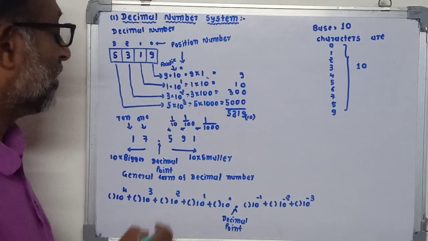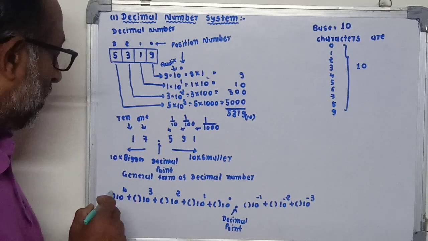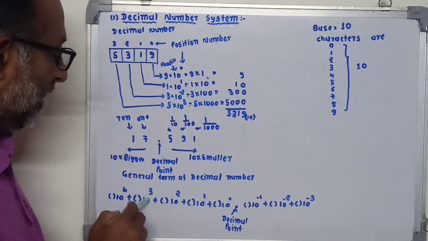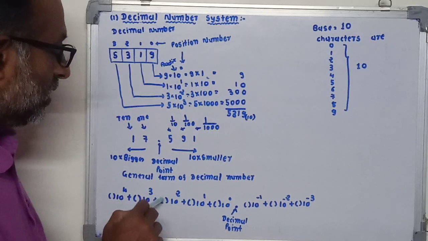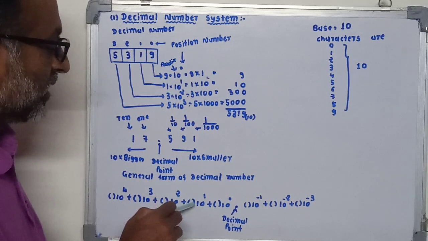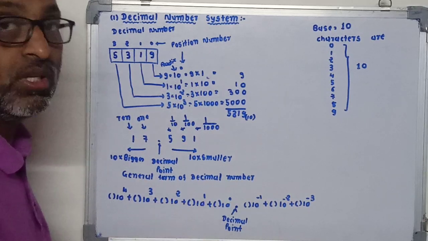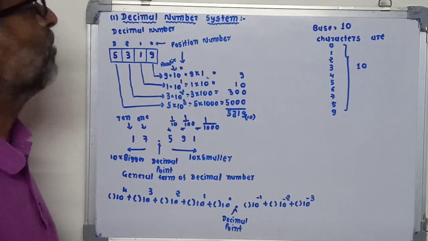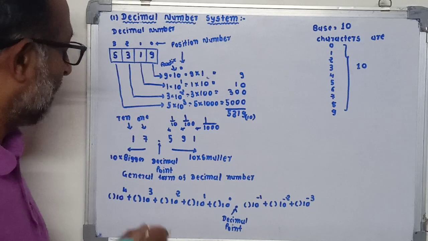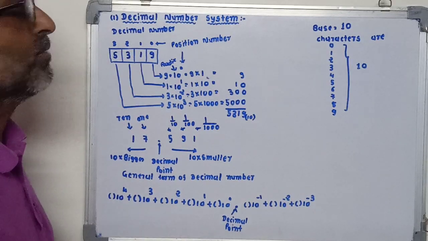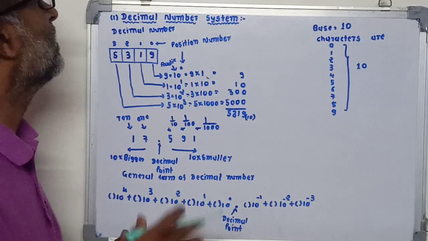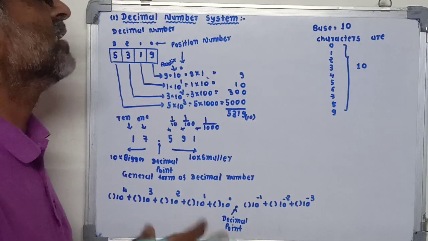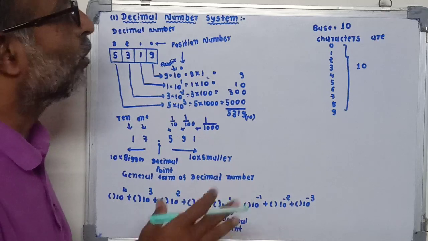So now we can write the general form of a decimal number. Already we have seen bracket into 10 raised to 4 plus bracket 10 raised to 3 plus bracket 10 raised to 2 plus 10 raised to 1 plus bracket 10 raised to 0. Here we are putting the value of r equal to 10 because we are using the decimal number system. So it is most important. You have to understand that this decimal number system has base or radix 10 and it uses the characters 0 to 9.